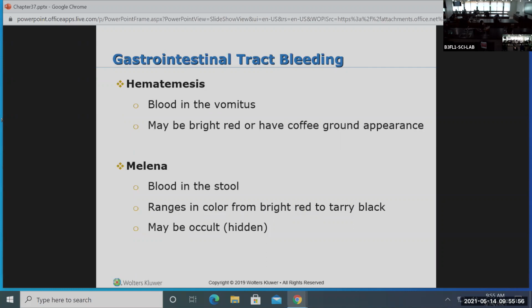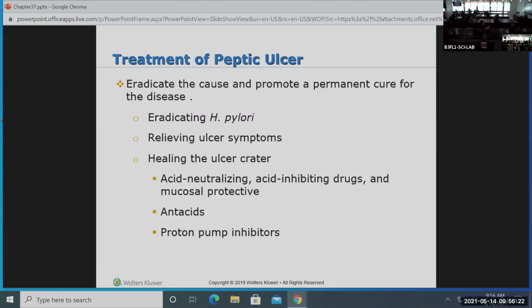Now, in that case, you have to take the history of the patient. Are you taking any medication? Drug history, medication history is important in these cases. Are you taking any iron tablet? Are you taking any aspirin or painkiller? Okay, now the question of treatment.